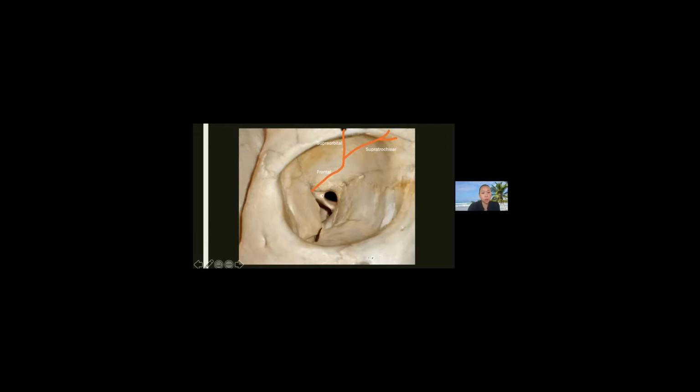The supraorbital is the one that comes through the notch, or oftentimes a foramen, that we see when we do our typical frontotemporal craniotomies. And that supplies the supraorbital area above the eye.